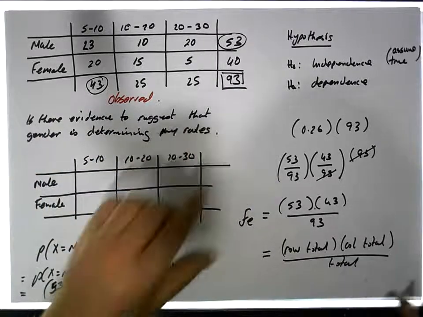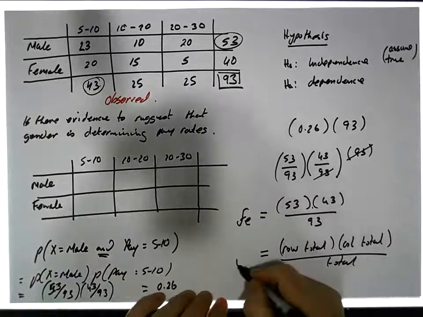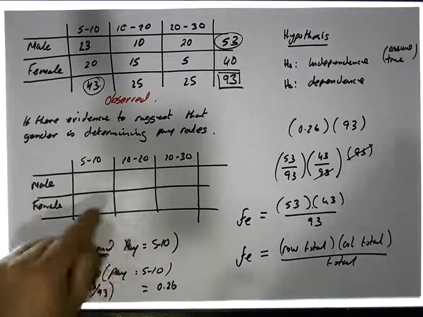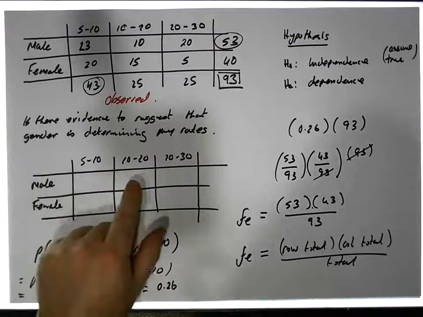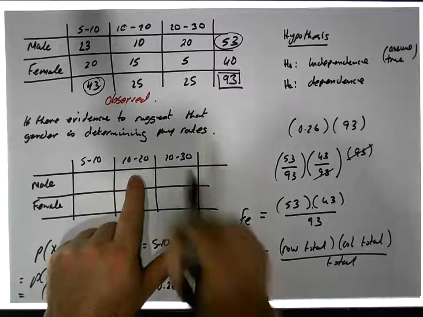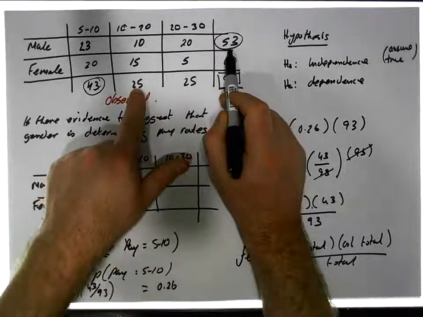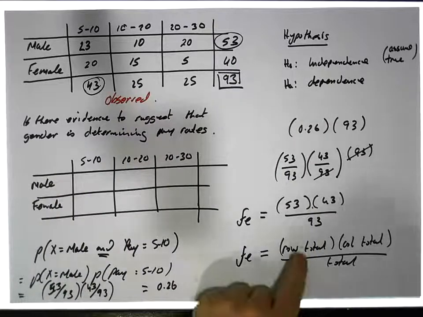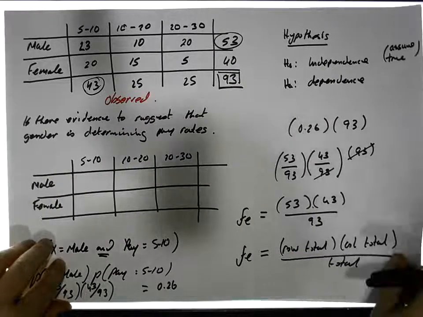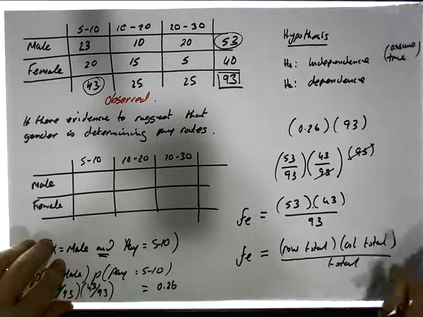So now we have a way of calculating our expected frequencies. We can calculate all these expected frequencies now by just observing where the cell is. This cell is on row 1, column 2. 53 multiplied by 25 relative to 93. Row total times column total divided by total. So we effectively have our formula now, if that makes sense. The chi-squared formula is still the same, but we have a way to calculate our expected frequencies.